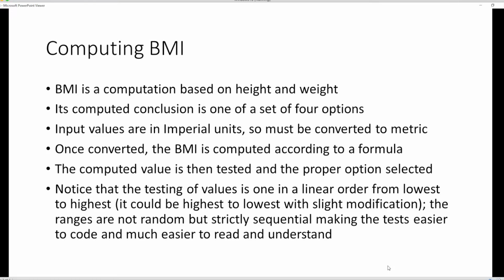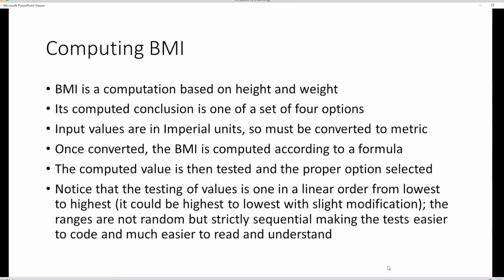Since our input values are in imperial units, we need to convert them to metric. Once converted, we use a formula to compute the BMI index. That index will be tested to determine a person's category. We have four options. We must pick exactly one.